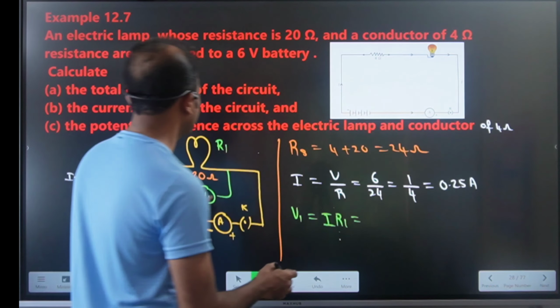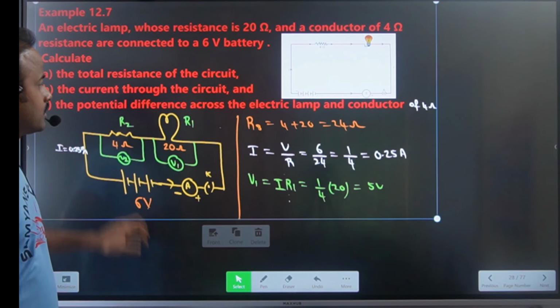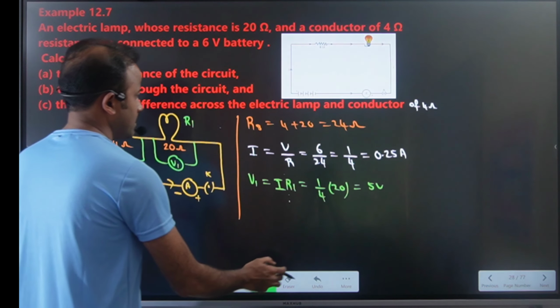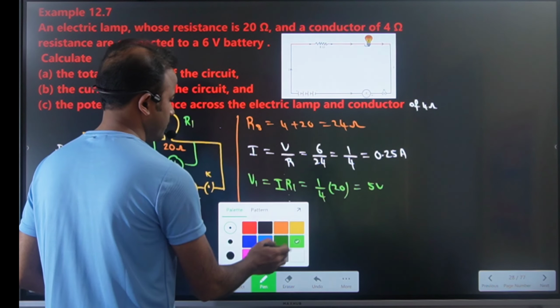So, and the resistor value is how much here? 20 ohm. 20 by 4 is how much? Already you know that. Yes, how much is it? 5 volts. Okay, now across V2, you find the V2 value.